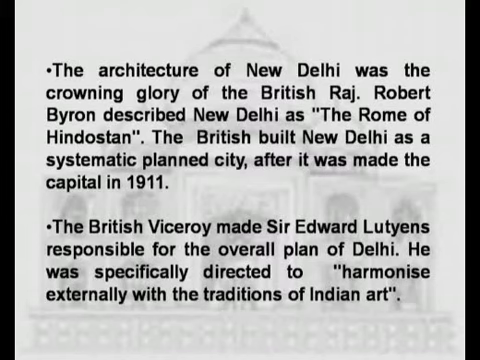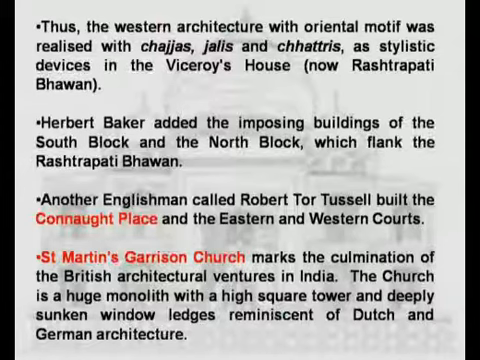The architecture of New Delhi was the crowning glory of the British Raj. Robert Byron described New Delhi as the Rome of Hindustan. The British built New Delhi as a systematic planned city after it was made the capital in 1911. The British Viceroy made Sir Edwin Lutyens responsible for the overall plan of Delhi. He was specially directed to harmonize externally with the traditions of Indian art.